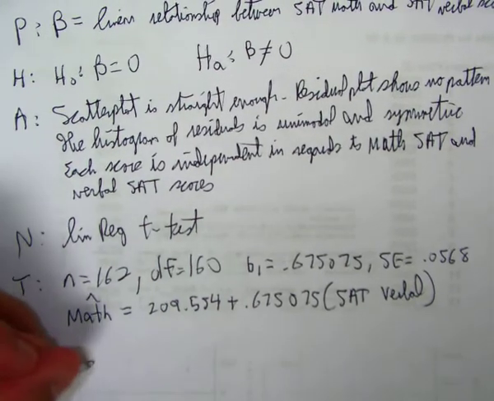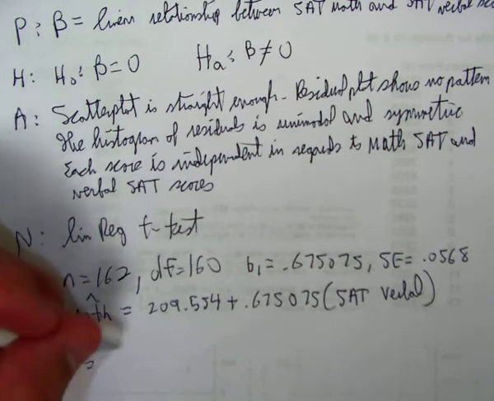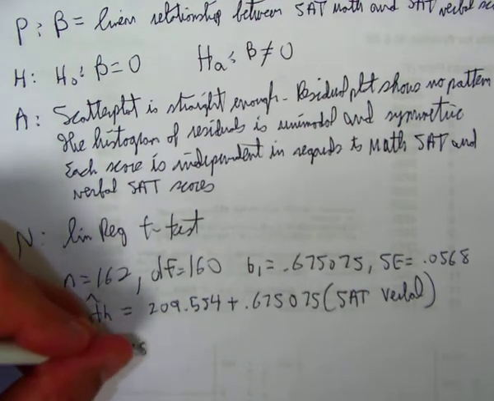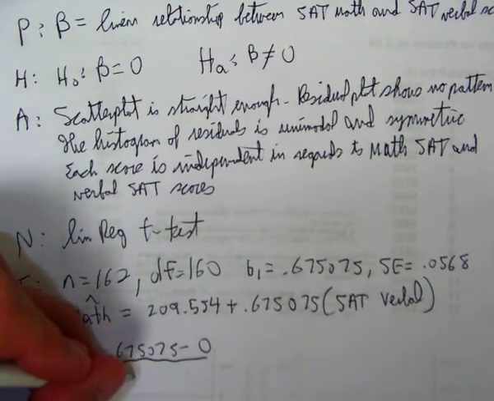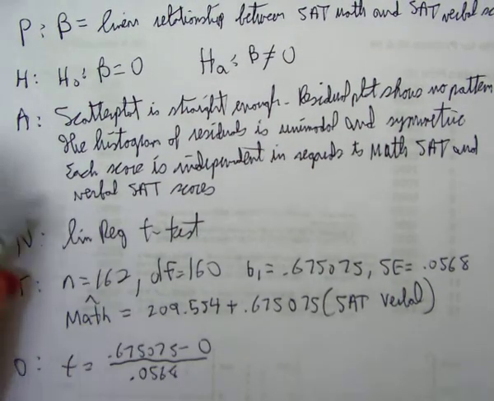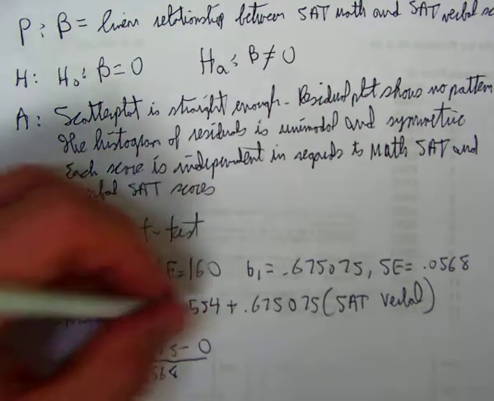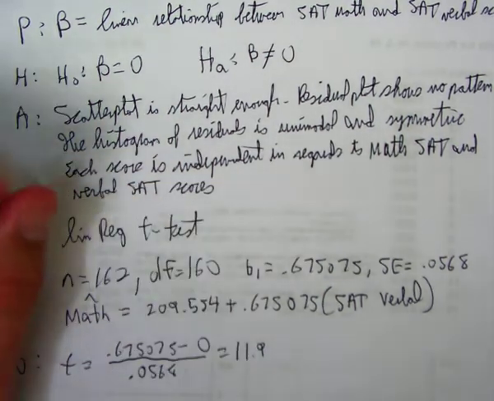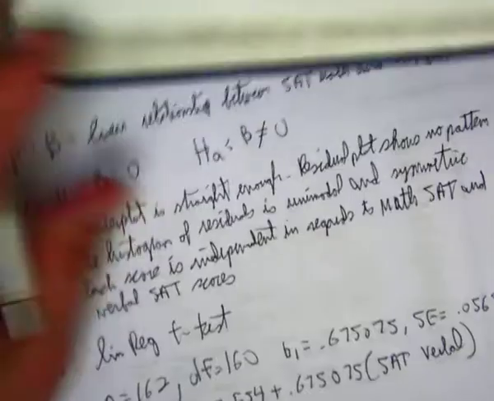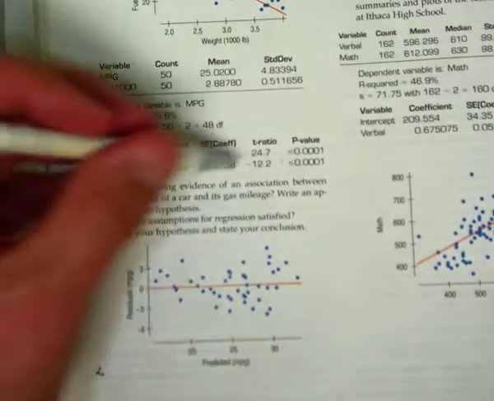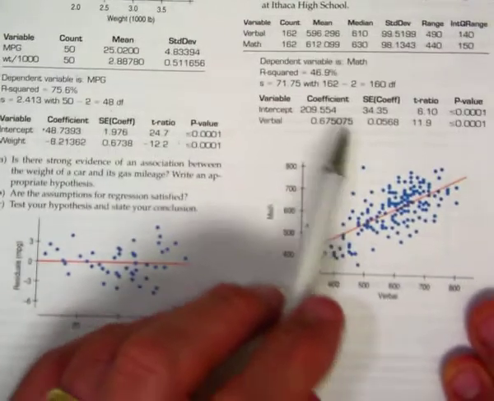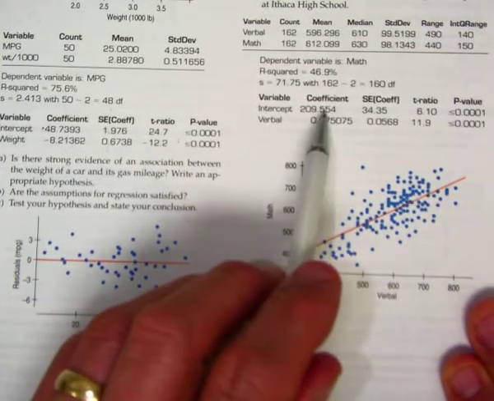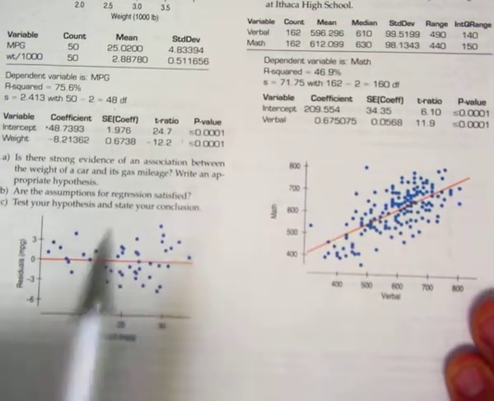Obtain P. So t is B sub 1 minus big B over the standard error. And they tell us that our t value is 11.9. And that's also right on your regression output. So I'm basically looking right now at this line right here. I'm getting all this right from this line. A line up above it is about the y-intercept. This is our slope, and that's what we're testing, so we're good to go.